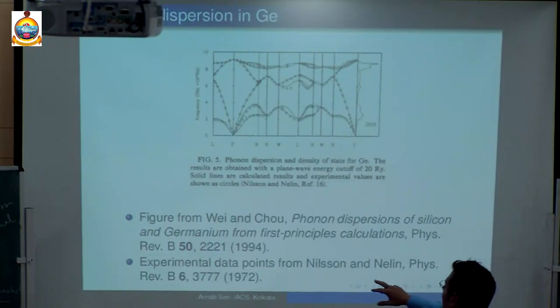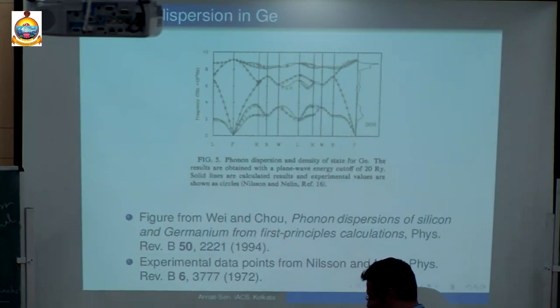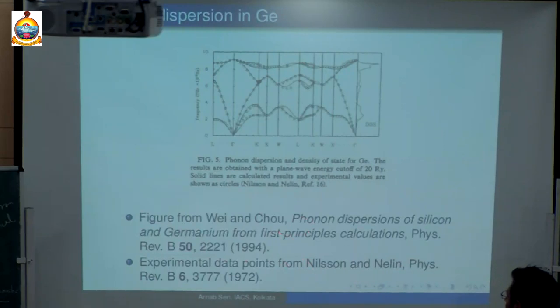And basically, these two authors were trying to explain from some first principle calculation the experimental results of these two authors, okay? So this experiment was in 1972, where through some neutron scattering techniques, they obtained these dots. So using some experimental technique, they could actually obtain in germanium what is the phonon dispersion curve, okay? And these are these dots. And these lines are from this theory.